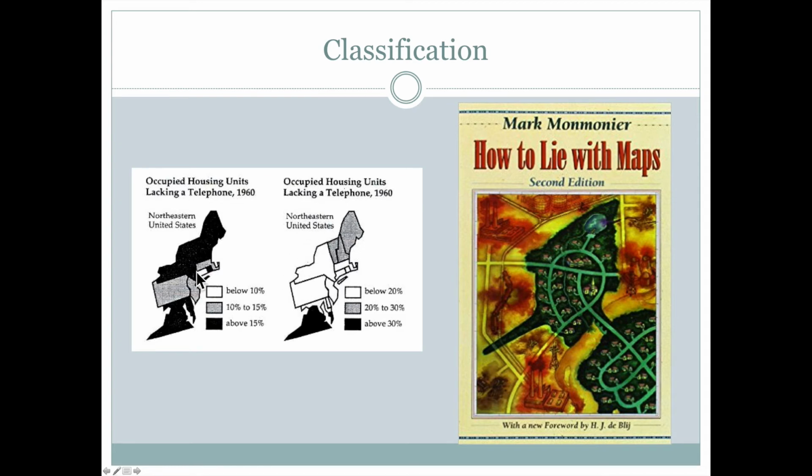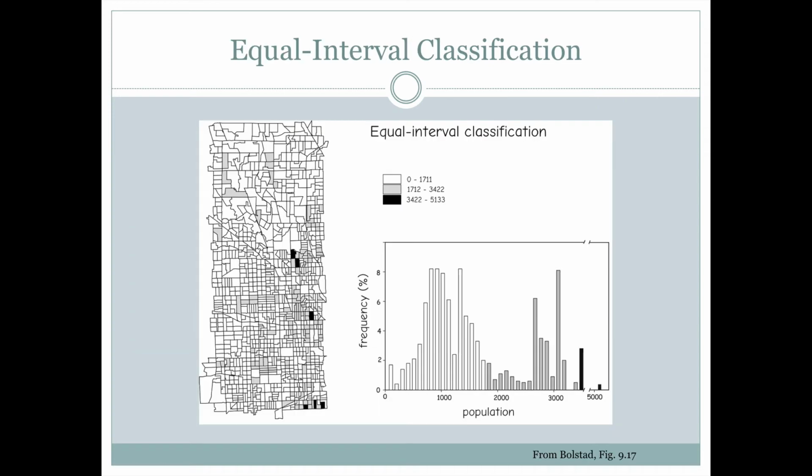We might use this map if we wanted to convince people back in 1960 no one had a telephone, and we might want to use this map if we wanted to convince people that back in 1960 a lot of people had telephones in the northeastern United States. Both of those maps are using the same data. They're just classified, and colors are applied based on that classification in 2 different ways.